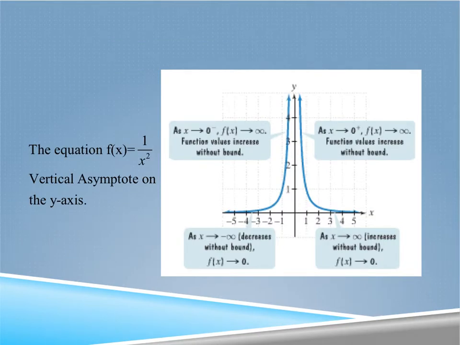The equation of f of x is equal to 1 over x squared. We have a vertical asymptote on the y-axis. So if we set our denominator equal to 0 here, our vertical asymptote would be what? Zero. X is equal to 0. Can't forget that x is equal to. So our line would just go right down the y-axis. Our graph gets really, really close to the y-axis, but never touches it.